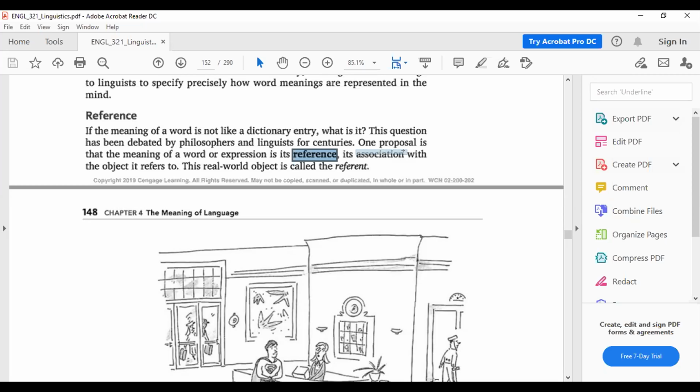Be careful if I ask you in the exam. The reference is the object in the real world. True or false? False. The reference is the association of the word with the object it refers to. This is true. But the referent is the real world object. So the table is the referent of the word table. The table, the object that we have in the real world, is the referent.